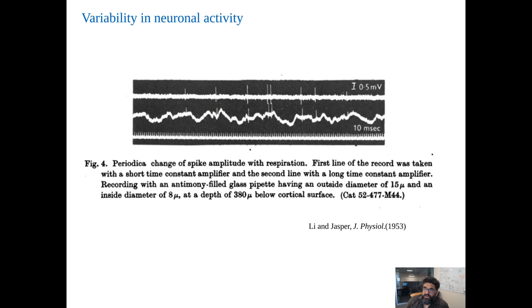This is a recording, one of the earliest recordings known from cortex. It's by Lee and Jasper, published in 1953. It's a single unit recording in cat visual cortex. And the thing that I think strikes many of us is the seemingly random and erratic state of cortical neurons. They produce spikes at random times and with random intervals between each other. There's a fair bit of variability that's inherent in cortical response. And this has been something that's fascinated and puzzled scientists ever since this recording, really.